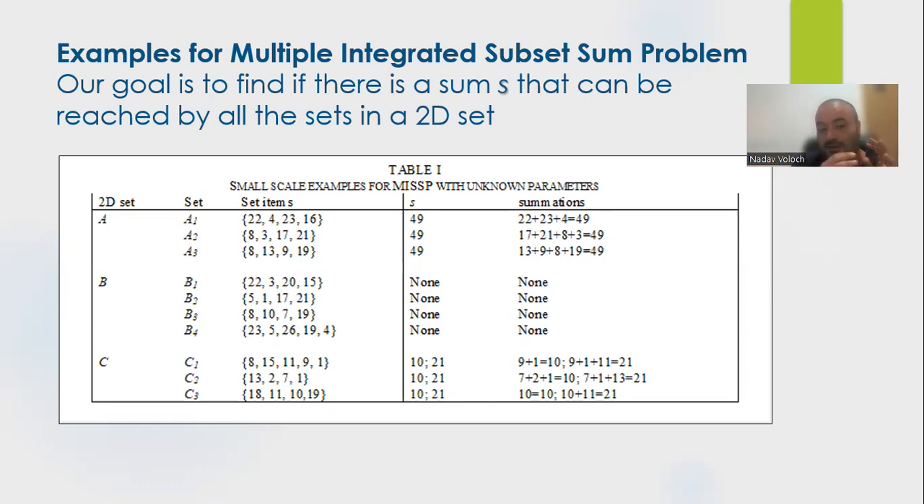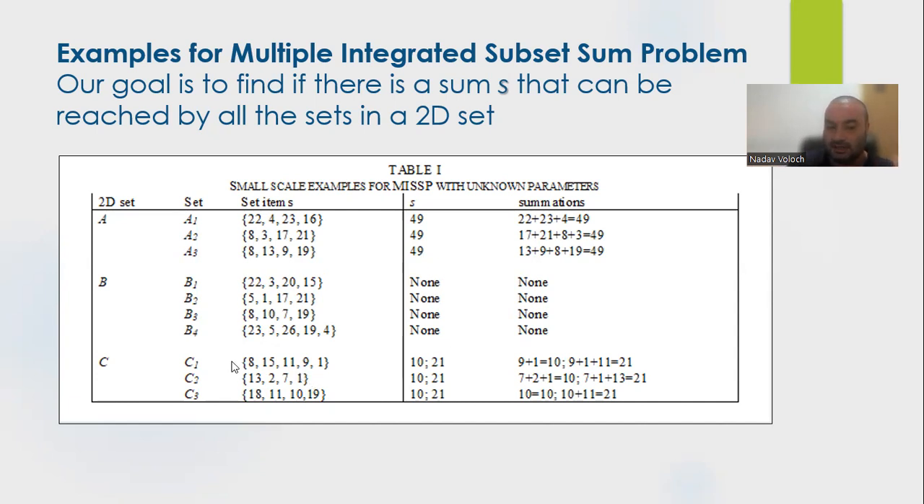The thing is that it's not necessarily the case that you can reach such a sum. For example, if we take the 2D set 3B, we can see that no such sum exists. We can't reach the same sum by all of these sets. It's not possible. And there are some cases, usually with small scale numbers, where we don't get a singular answer. We can get, usually it's 2, maybe 3, could be more, but the probability is not that high. Here we can see an example where 2 solutions exist.